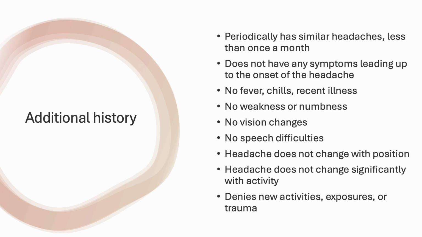All these things put together kind of point classically towards one diagnosis that we'll talk about here in a second. Some additional history that we get. So he has headaches periodically that are pretty similar. They happen less than once a month, so not too frequent, but definitely something that he deals with on a somewhat regular basis. He did not have any symptoms leading up to the onset of the headache. No recent illness type symptoms, no weakness or numbness, no vision changes, no speech difficulties, no changes in position other than the fact that it gets better when he lays down quietly, but it's not like sitting versus laying versus standing necessarily changes things for him.